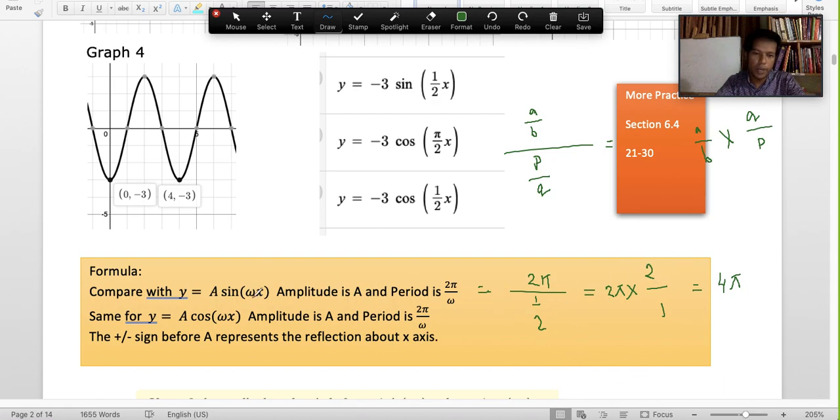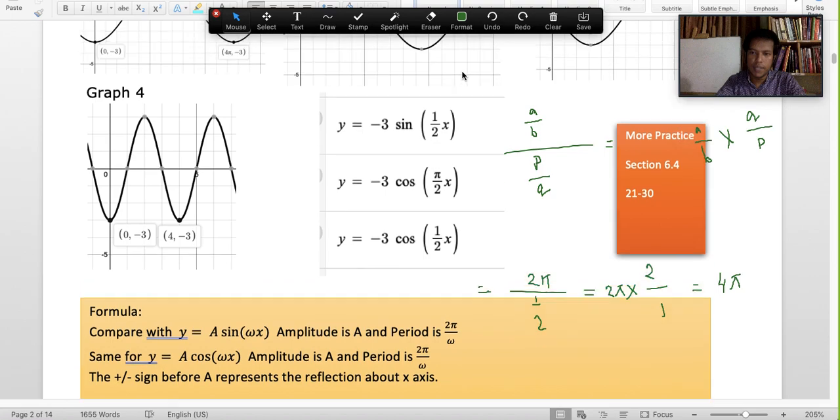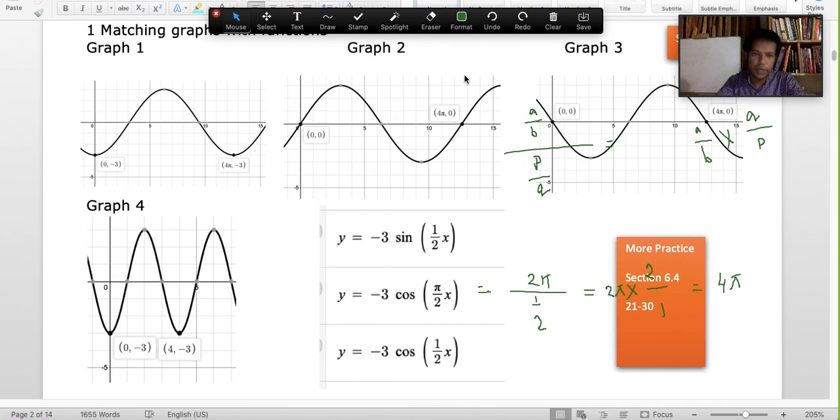So we get 4 pi, and then we get this is a minus sine graph. So which one is the answer? Now we can actually try to verify it. The amplitude is 3 for all the graphs here. So 1, 2, 3, this graph, then 1, 2, 3, amplitude is 3. So basically amplitude will not make any difference. This one is 1, 2, 3. So all the graphs have amplitude 3.